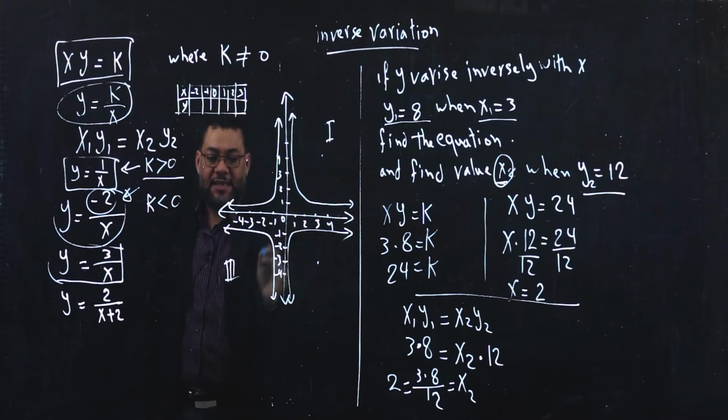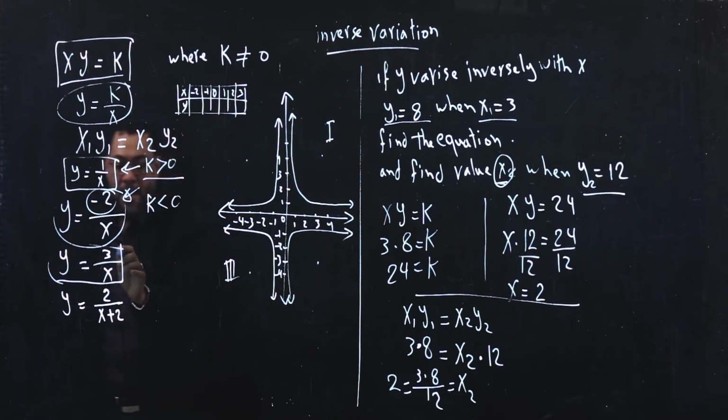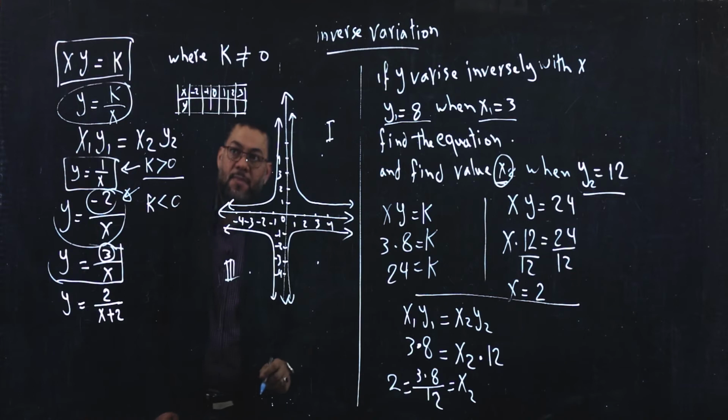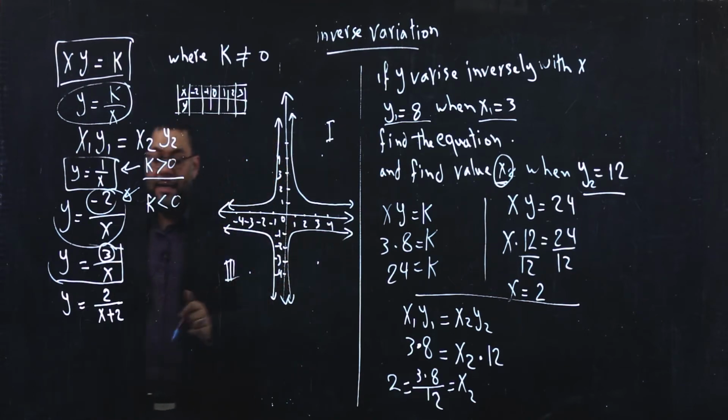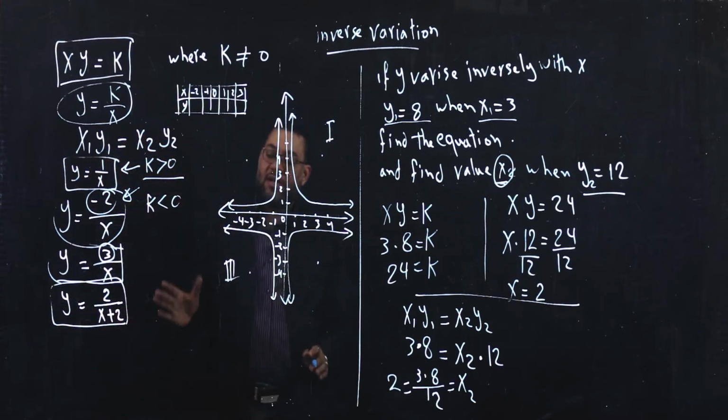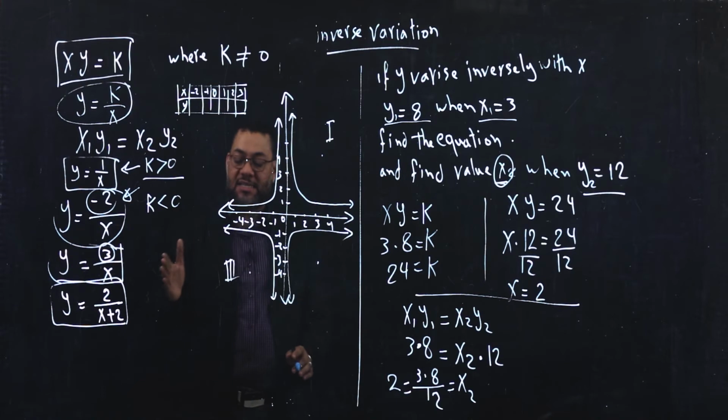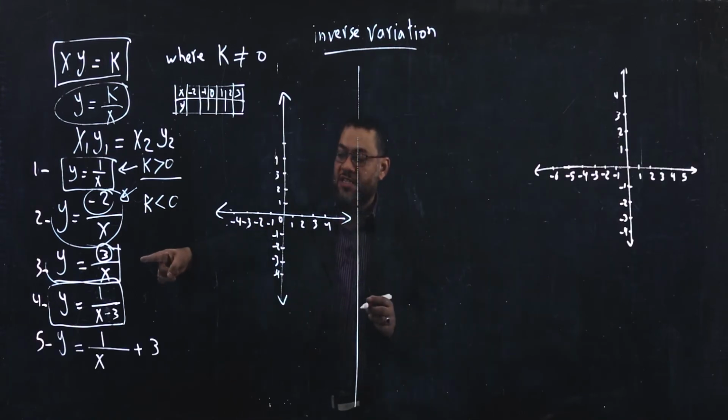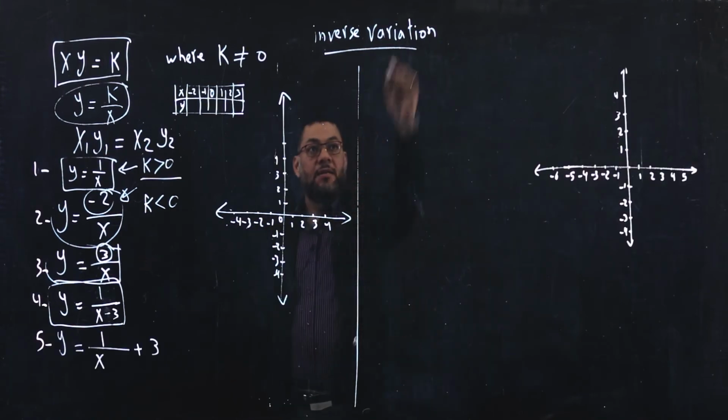About this equation, of course, it will be drawn in the first quadrant and the third one. Why? Because k equals 3, and 3 is bigger than 0. Okay, let's take this one: y equals 2 over x plus 2. Okay guys, so we will start, inshallah, with 4.